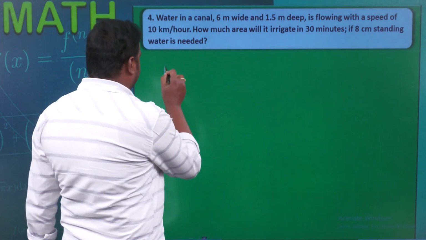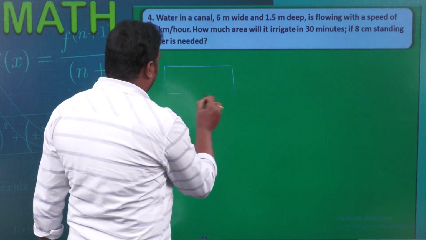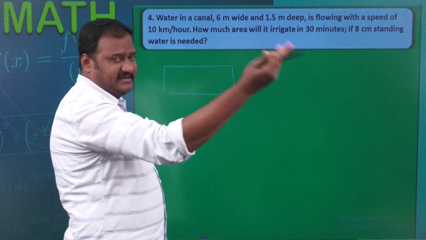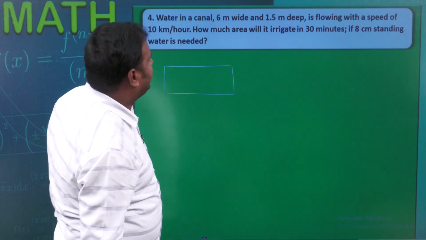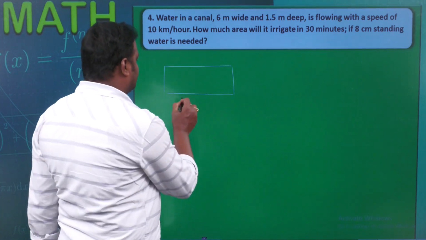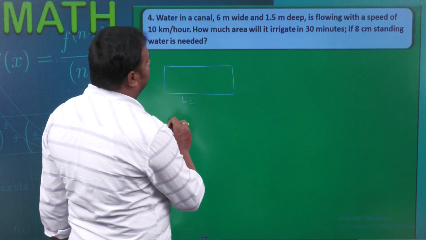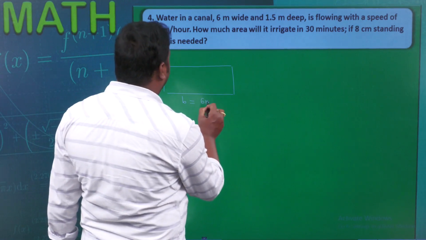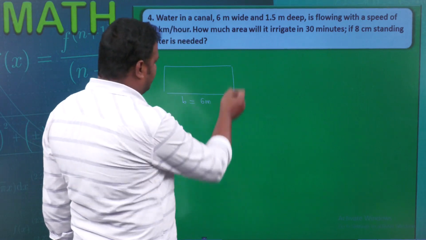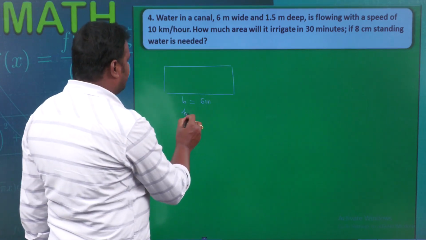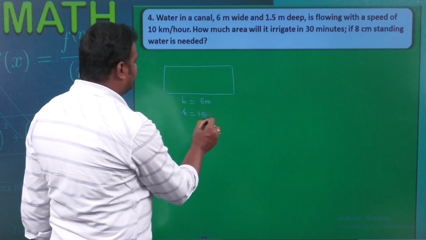So, for example, this is a canal. Okay? The length may be something we do not know. Water in a canal 6 meters wide. 6 meters wide is nothing but breadth of the canal is going to be 6 meters. And 1.5 meters deep. Depth of the canal is equal to height of the canal, that is 1.5 meters.